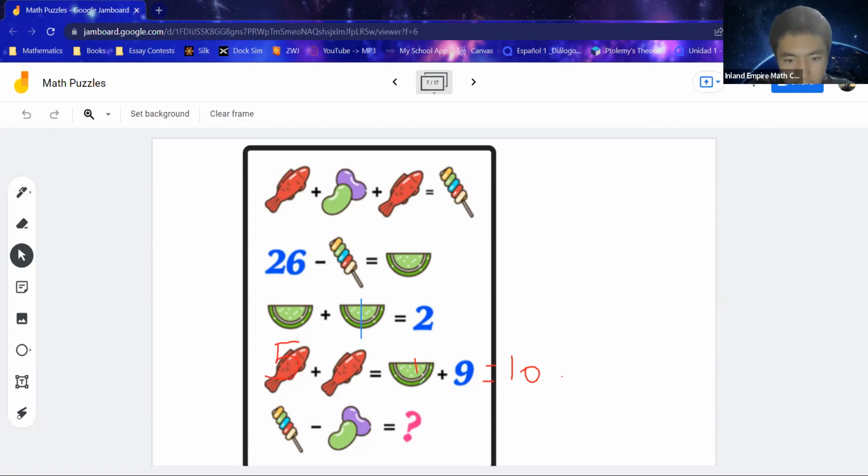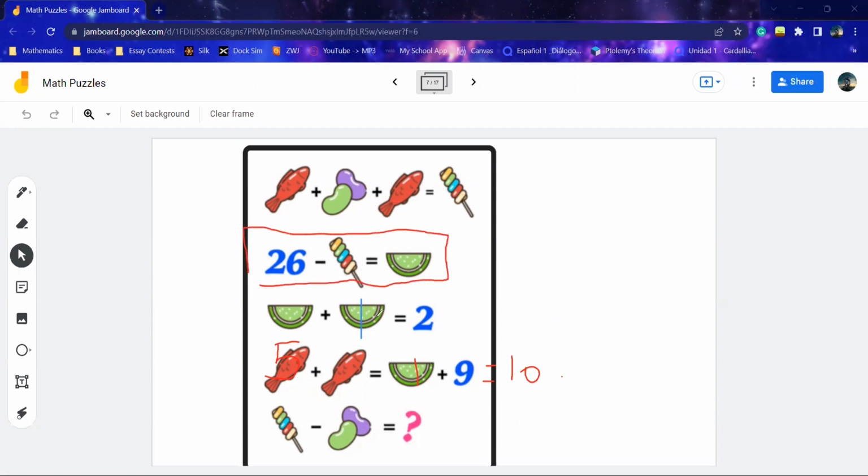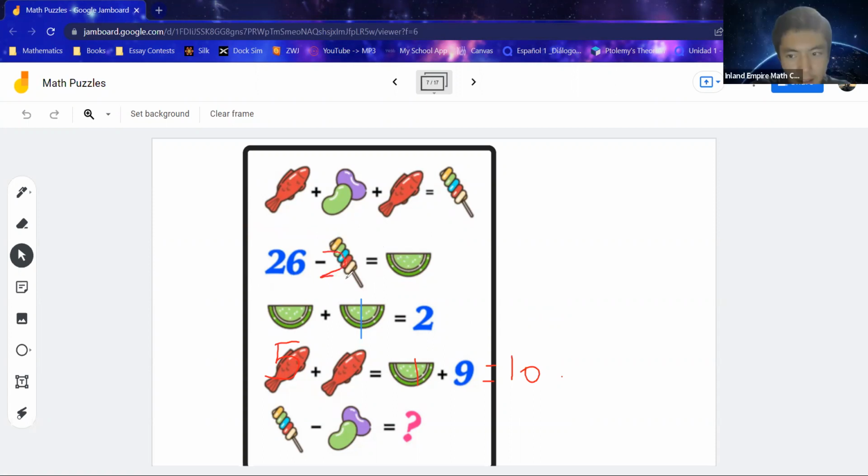All right. So then the candy fish is what? Well, we can figure out this one, right? So 26 minus... Oh, so the lollipop thing is 25. That's right. Want to tell us why, Joyce? Because the watermelon's 1 and then 26 minus 25 equals 1. That is correct. And then, all right, one more variable.